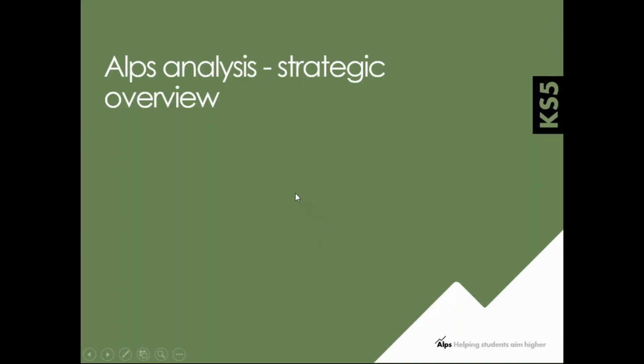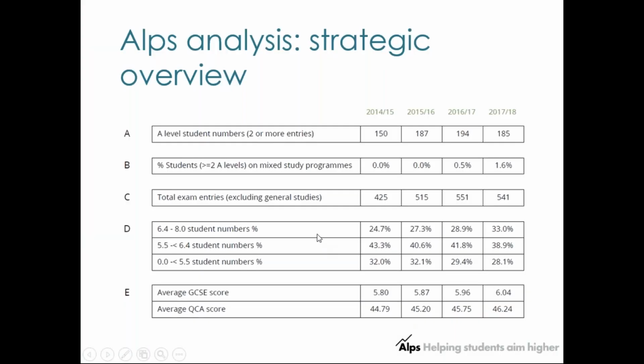So the strategic overview. First thing we're going to do on our strategic overview is to give you some raw data that we're able to extract from the data that you send us. So you can see the total number of students, you can look at the students who are on mixed study programs, and you can look at the total number of entries, again referring back to that raw data page. We also show you the split between high, mid, and low achievers, and you can also see the average GCSE input score for the cohort of students that we're discussing.